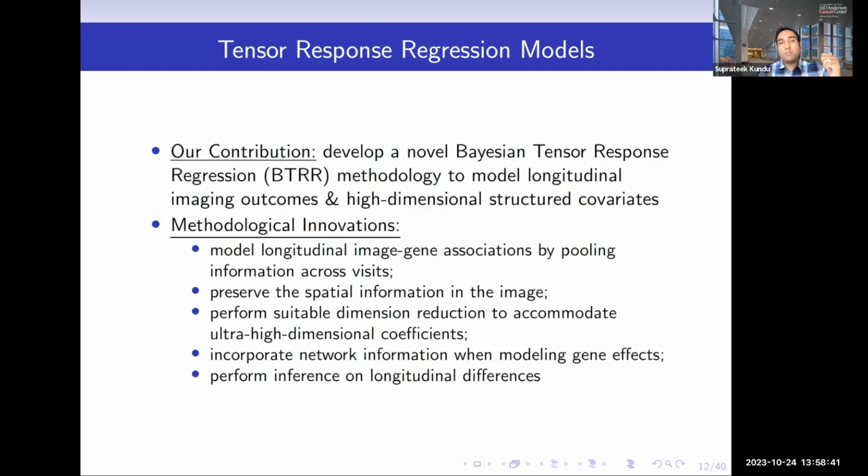Going back to that example of 4,096 voxels times 1,000 genes, that's an ultra-high dimensional regression coefficient matrix, right? So our method is able to really collapse that into these lower dimensional ambient spaces and still be able to do effective dimension reduction, effective estimation. The method is able to incorporate gene network information when modeling genetic effects. That's a really nice add-on feature. And obviously, being a Bayesian method, we are able to perform inference on the longitudinal differences. So all of these things are possible under the framework of the proposed model.